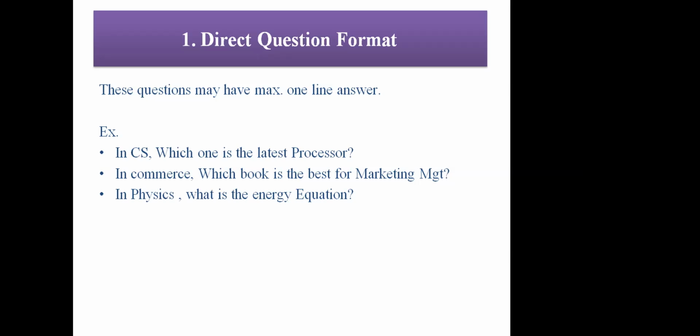We can simply say i7. So it's a direct question format. The second one is in commerce, which book is the best for marketing management? The answer is Philip Kotler. So it also comes under the direct question format. In physics, what is the energy equation? It's a simple question. So these come under the direct question format. Here, the question may have only a single word or single line answer. That is called the direct question format.